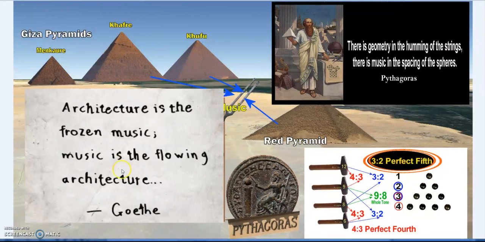Goethe said architecture is frozen music, music is flowing architecture. So many philosophers, esotericians, hermeticists have spoken of these similar themes, how music, geometry, astronomy and arithmetic flow together and encompass the same system of knowledge. The quadrivium: music, geometry, arithmetic and astronomy.